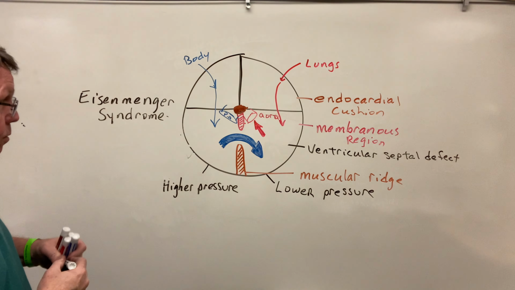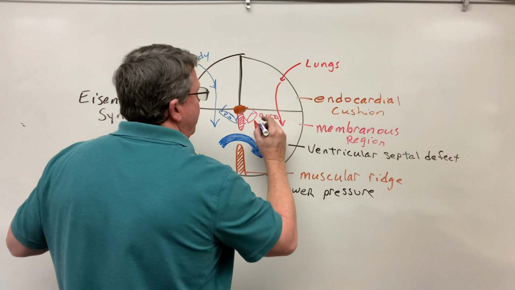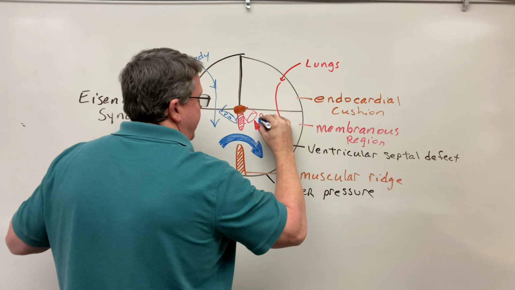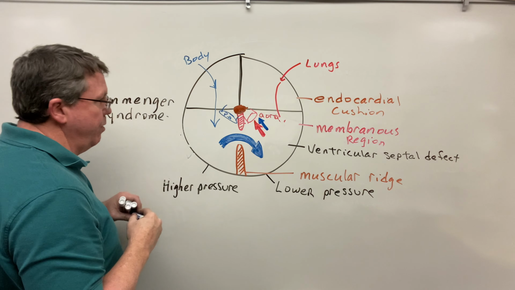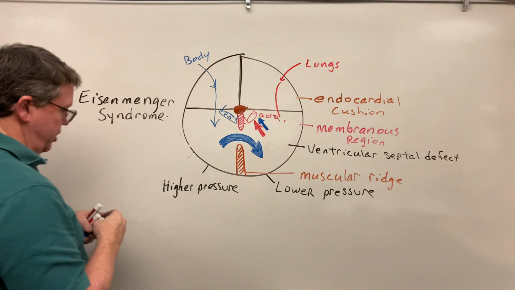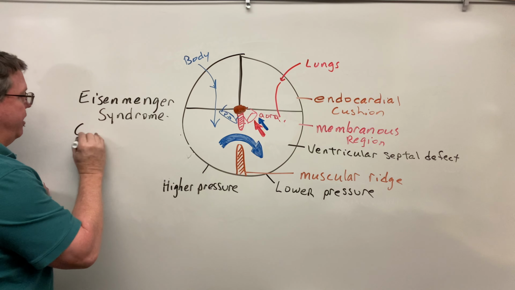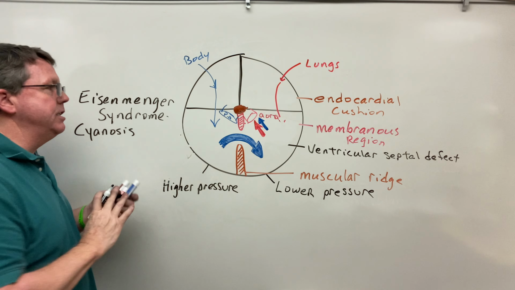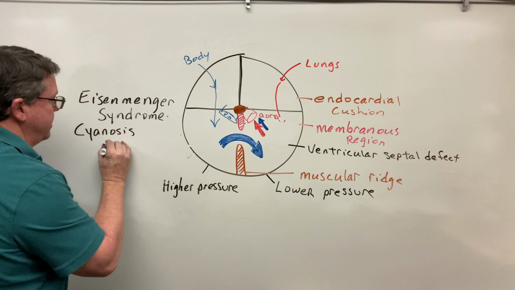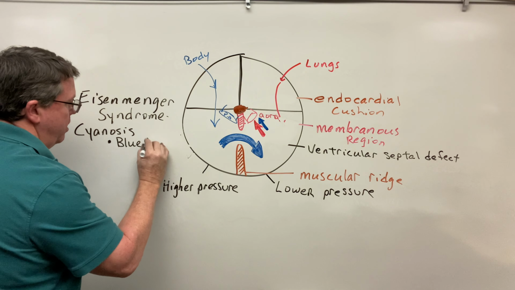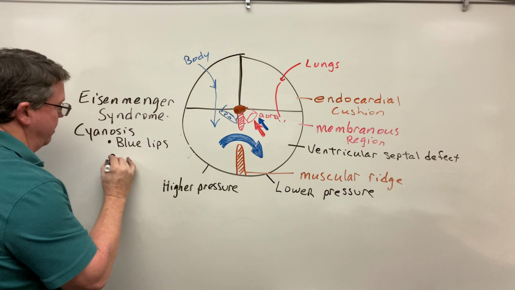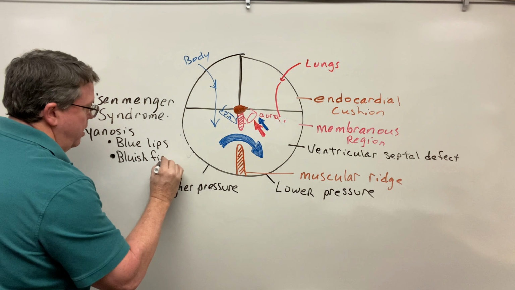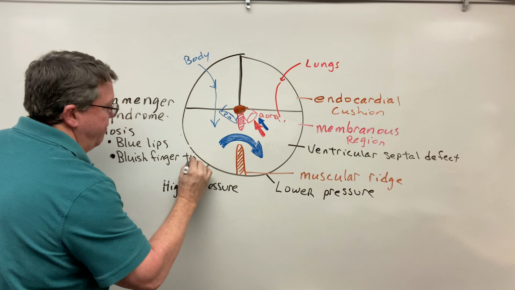So now, the problem I'm going to have now is this blood is going to be going out to the body and it's not oxygenated. So because that blood can go out to the body and it's not oxygenated, I can end up with cyanosis. Okay, we can end up with cyanosis. And what happens in cyanosis now is people can get something like blue lips or bluish fingertips. Because there's not enough oxygen.